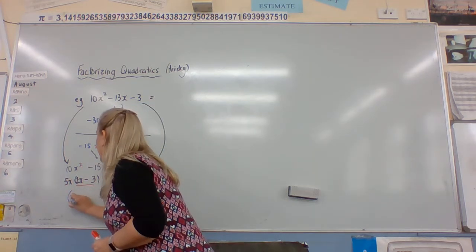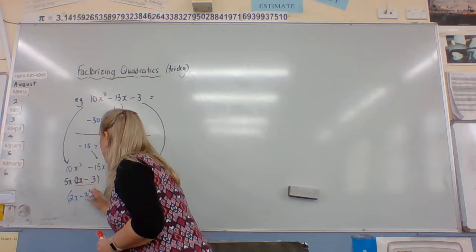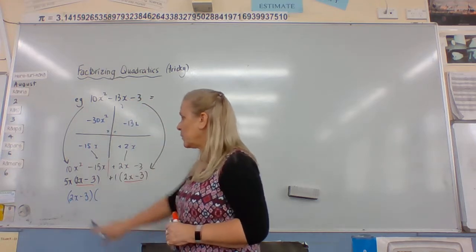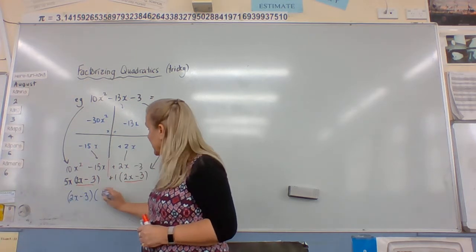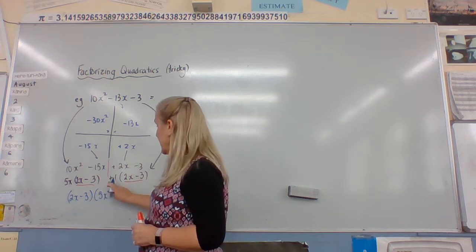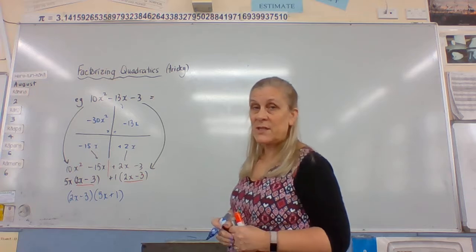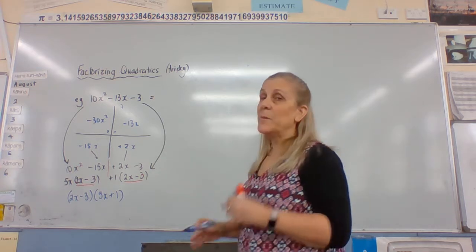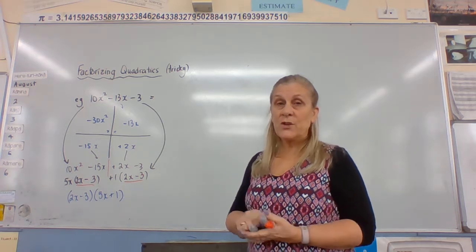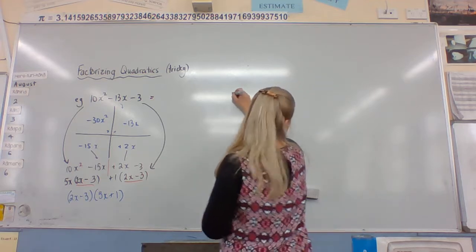So if we take out that bracket and put it at the front, what's left? We've got 5x here and plus 1 here. That's now factorised. So it's quite a lot to do in there, but if you practice it, you'll get used to doing it. Let's have a look at another one.